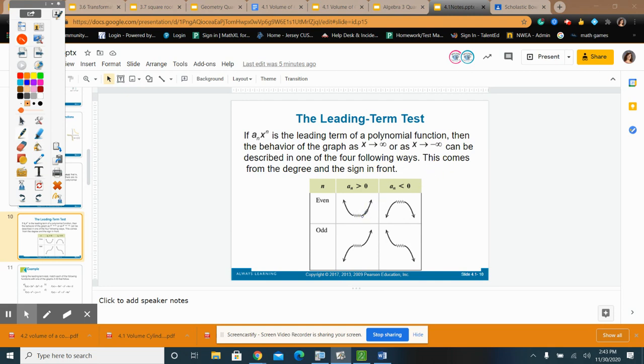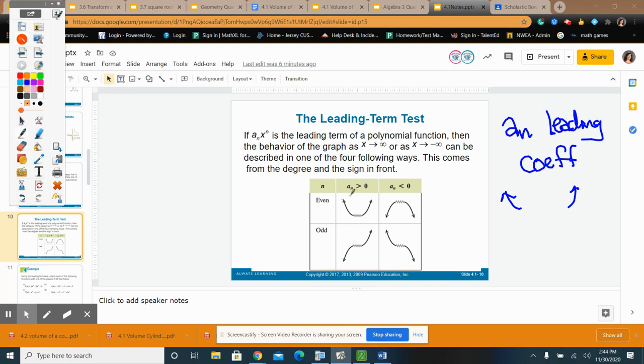And these little zigzags in here just means that there could be lots of bumps in the road in the middle. You're only looking at those end pieces. So if it's an even degree, it will look like this if the leading coefficient, a sub n, is positive. If it's positive, it's going to be an up and up.